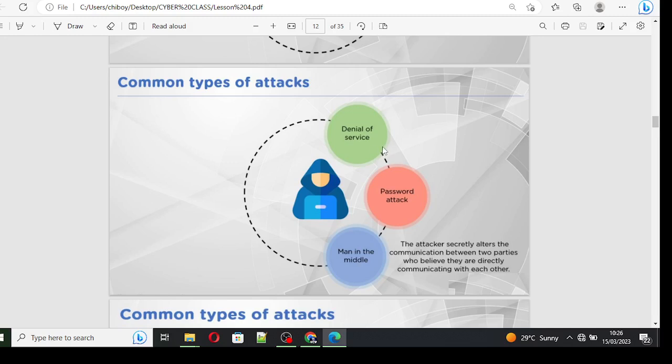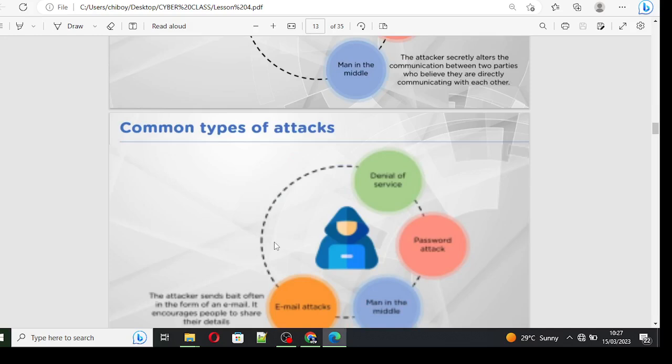Now, if you see this diagram here, this is the denial of service, this is the password attack, this is man in the middle. Now it alters. If for instance A and B are communicating, and A is sending something to B, unknown to them there is another man in the middle. Instead of A going to B directly, it will now pass through another way before getting to B. That is the man in the middle attack.